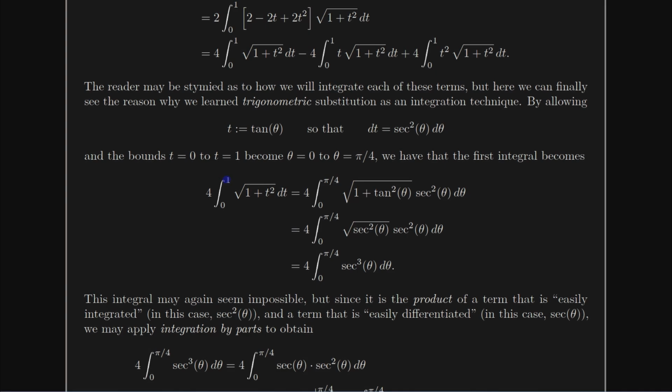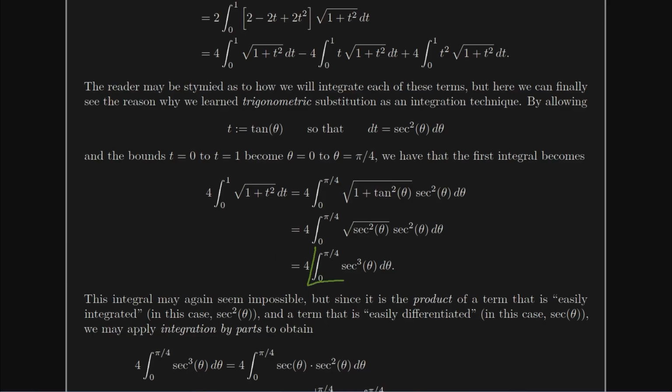I also want to mention, some people are going to wonder, why did the 1 switch to a pi over 4? That's just because if I'm plugging in a 0 for t here, then theta will still stay at 0 to preserve that tangent of 0 equals 0. But if I plug a 1 in for t, that's this upper bound, then what would theta have to be to preserve that tangent of theta is equal to 1? Well, theta would have to be pi over 4. So that's why the upper bound became pi over 4.